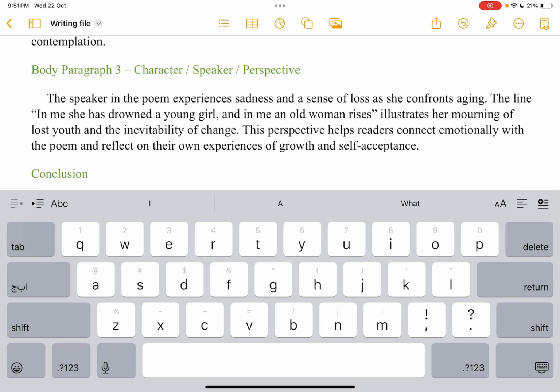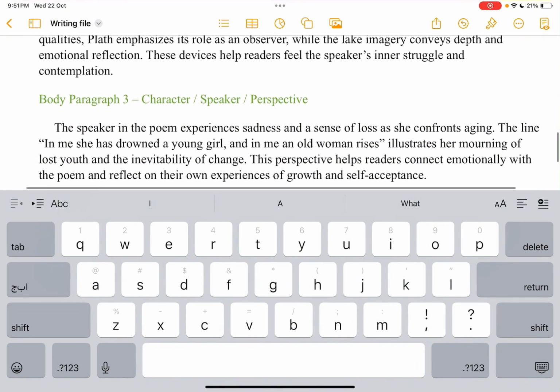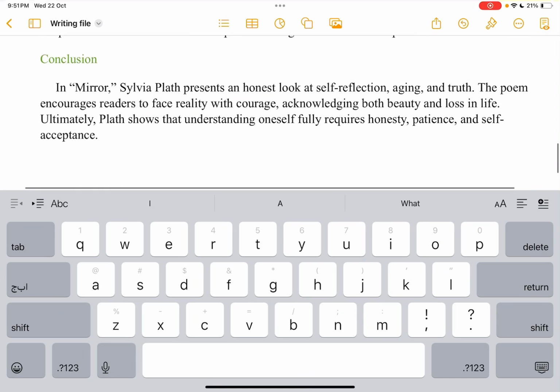So my character is the woman. The line, "In me she had drowned a young girl, and in me an old woman rises," illustrates her mourning of lost youth and the inevitability of change, and this perspective helps the reader connect emotionally with the poem and reflect on their own experience of growth and self-acceptance. So that was my character analysis. Now let us go for the conclusion.